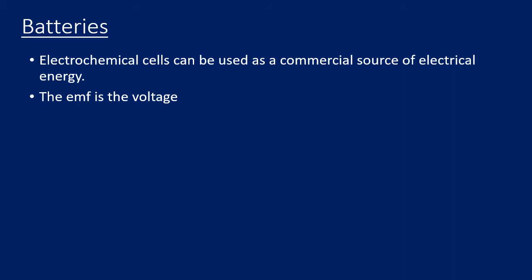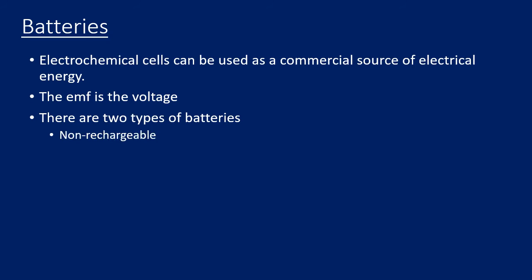Now, the kind of batteries that you put in kids' toys, usually the EMF or the voltage is around about 1.5 volts. Obviously, you can get 12 volt and 24 volt batteries for power tools and things, but the EMF is literally the voltage of the battery. Two main types of batteries then, non-rechargeable and rechargeable. Rechargeable are far more common now, and it's becoming a big business.